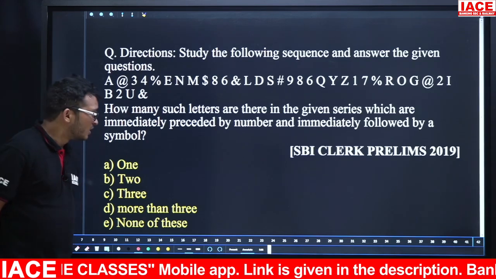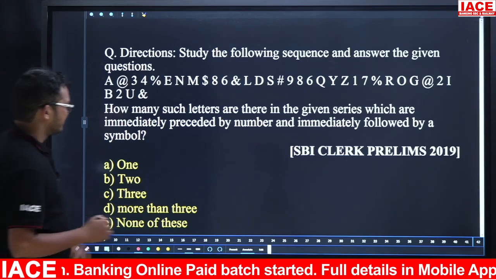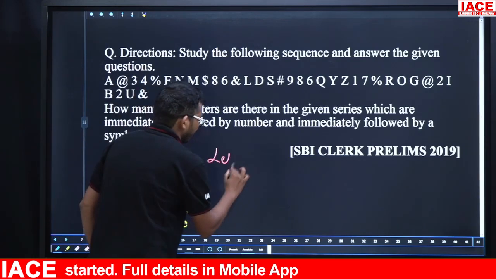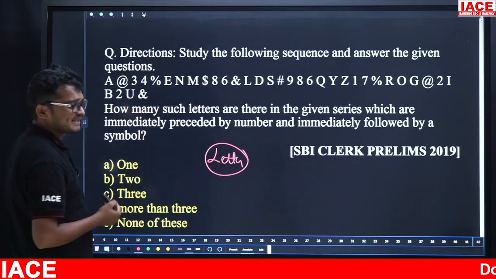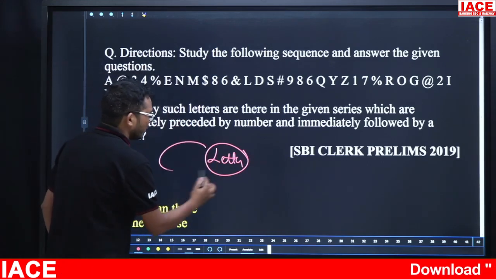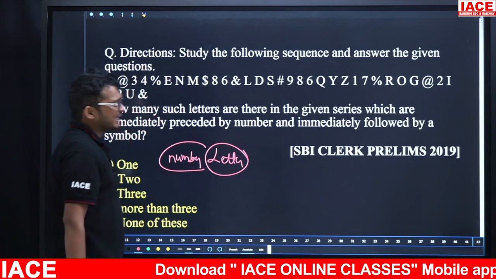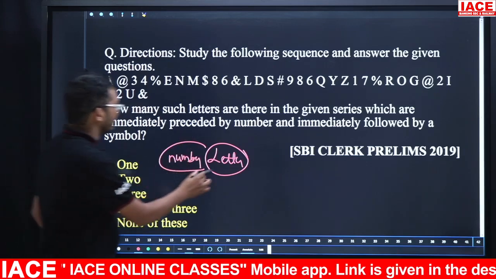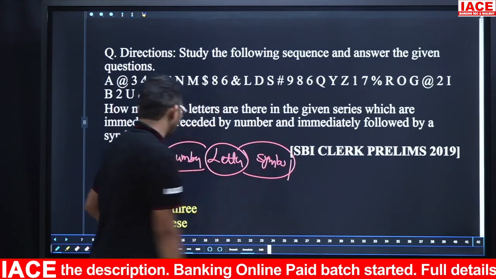Yes, time up. So take your given question. How many such letters are there in the given series? Friends, here they are talking about letters which are immediately preceded, and preceding means before, by a number, and immediately followed, and followed means after, by a symbol.